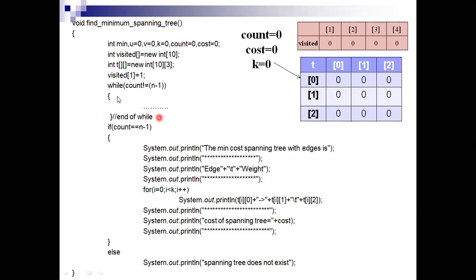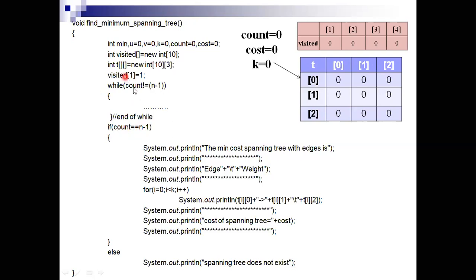So once I select the required number of edges, I'll have to print it, right? So we'll see this code later. Let me just think that I have selected the required number of edges. So where are all your edges stored? It is in the T array, right? So I'll have to now print this T array, right? So if count equals n minus 1, I have terminated the loop.